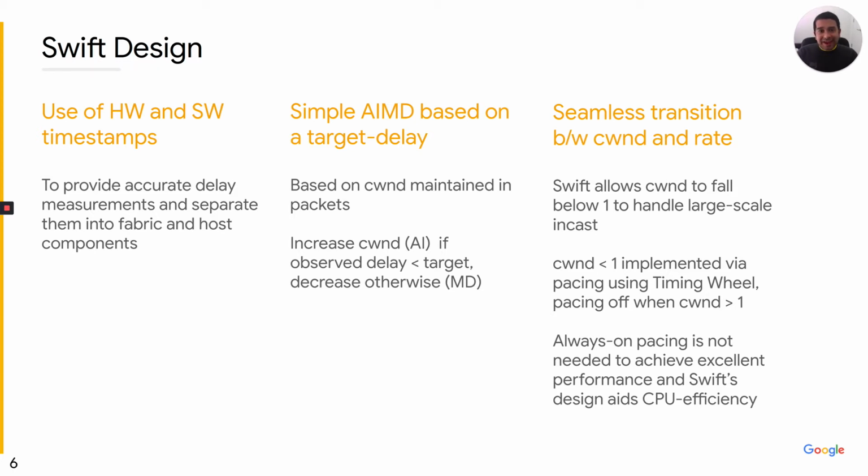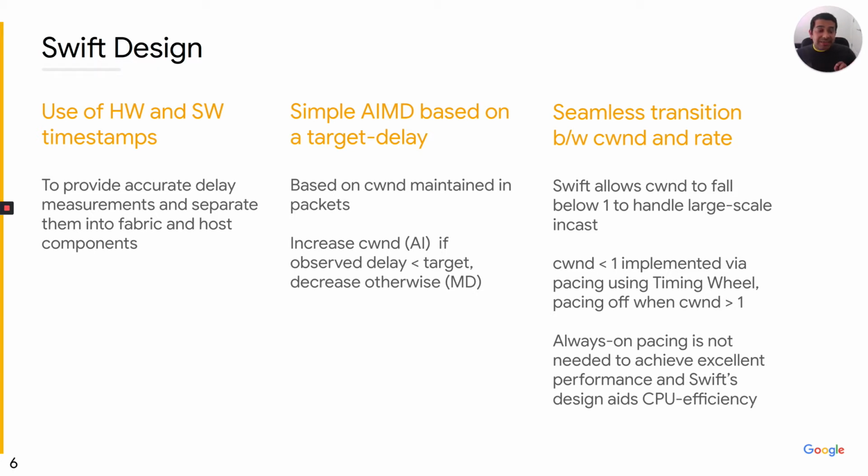The main idea behind Swift is very simple. It is a simple additive increase, multiplicative decrease, which is applied on a cwnd maintained in packets based on a target delay. So if the observed delay is less than the target, we increase the cwnd additively. Otherwise, we decrease the cwnd multiplicatively.